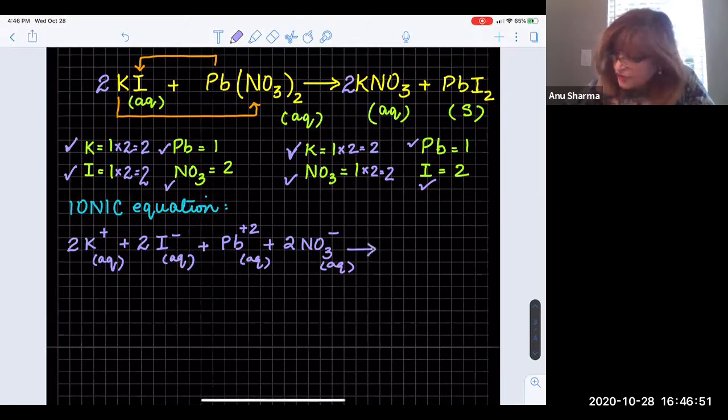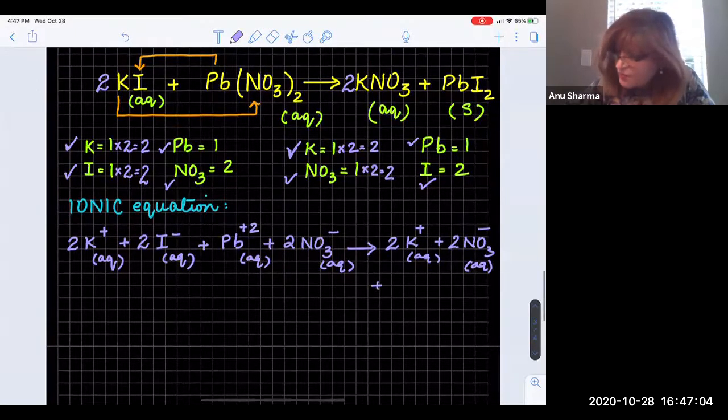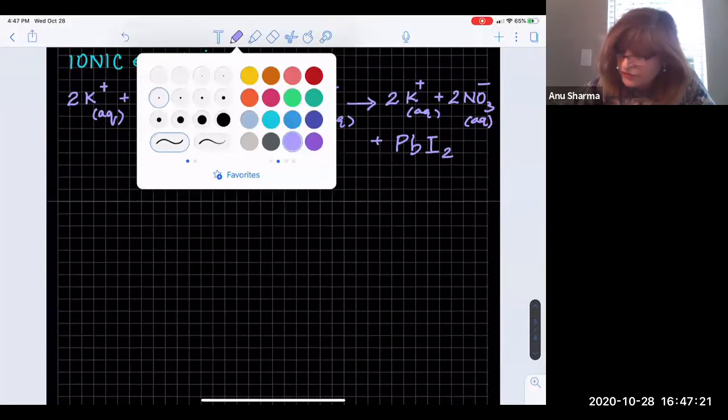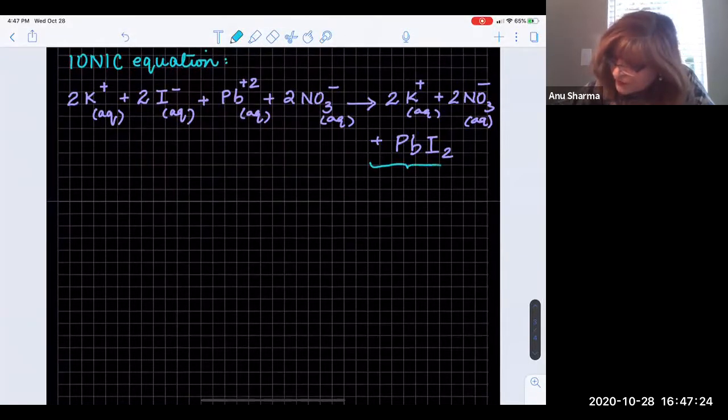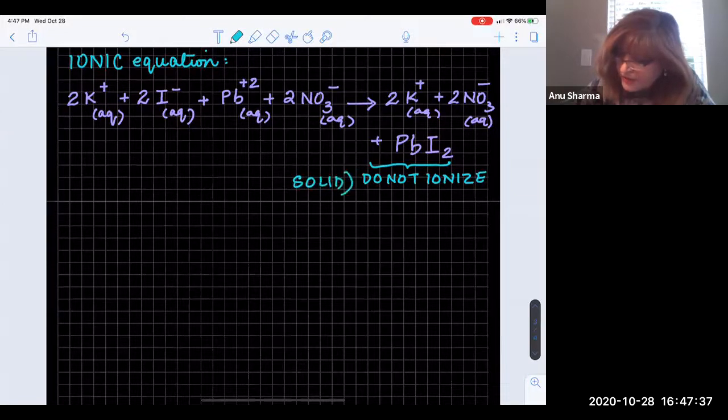Now you're going to write down the product side. So there are 2 potassiums, +1 charge each, aqueous, plus 2 nitrates with a negative charge on each, aqueous, plus now PbI2. Do not ionize. This is PbI2. PbI2 is not going to ionize because it is a precipitate. If it is a precipitate, it is a solid, and it is going to be suspended. So I'm going to very specifically write: do not ionize a precipitate, never, because it's a solid, and it's just suspended in the solution.